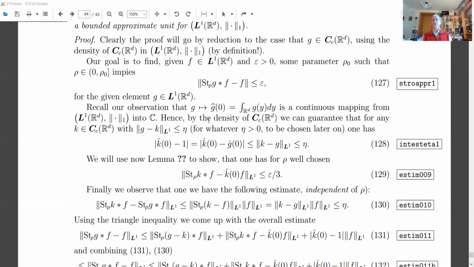Now, I hope it's okay if I continue with the proof here. So we have to control the k hat of 0 minus the g hat of 0, which is 1. So you see here, that's the difference. And of course, this is a particular value which is controlled by the sup norm. So it's the sup norm of the difference between k hat and g hat, which is controlled by the L1 norm of k minus g. So we'll see, this term, which will be useful later, will be controlled by some positive number. We have to see how we have to choose the eta.